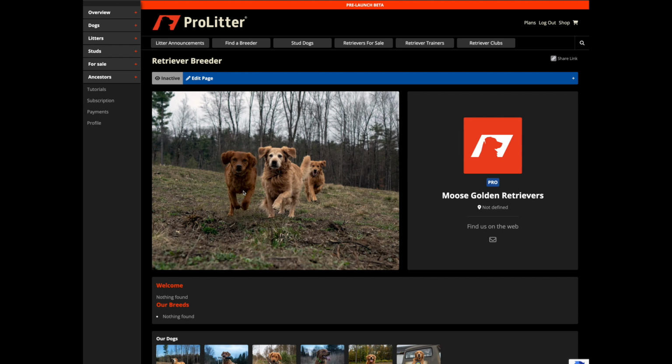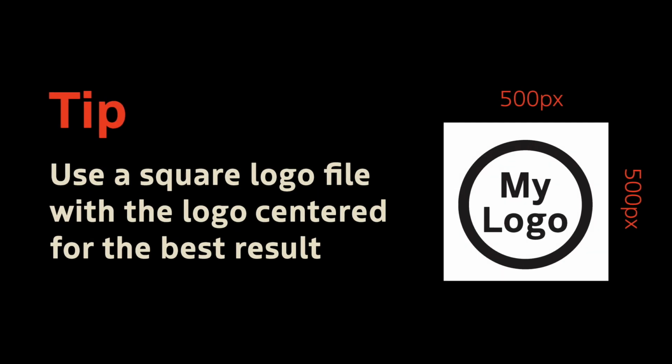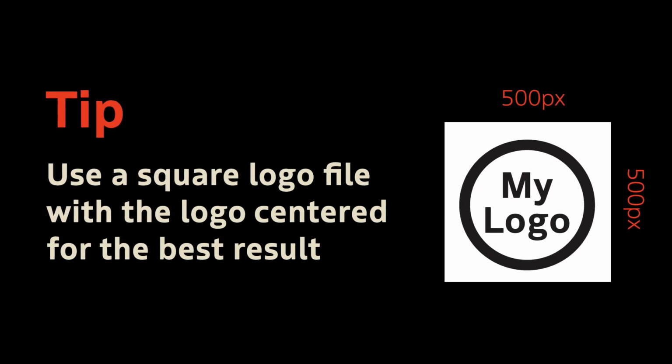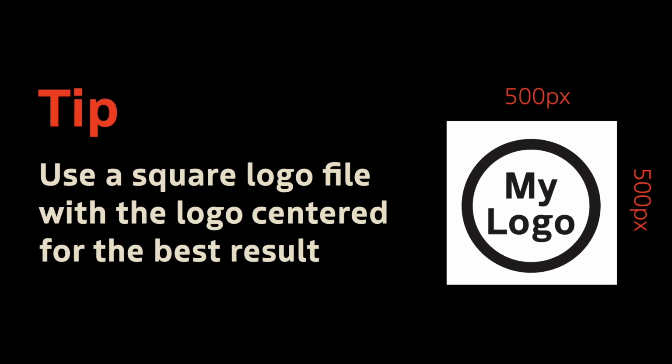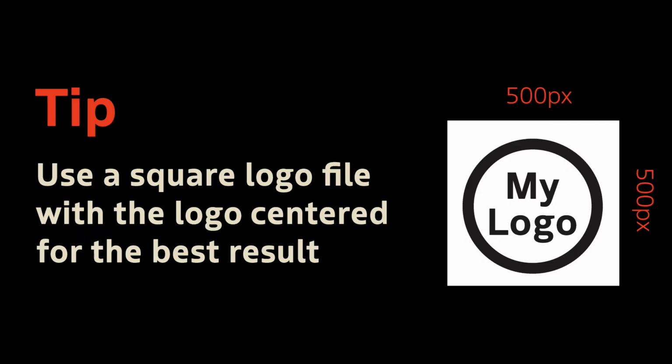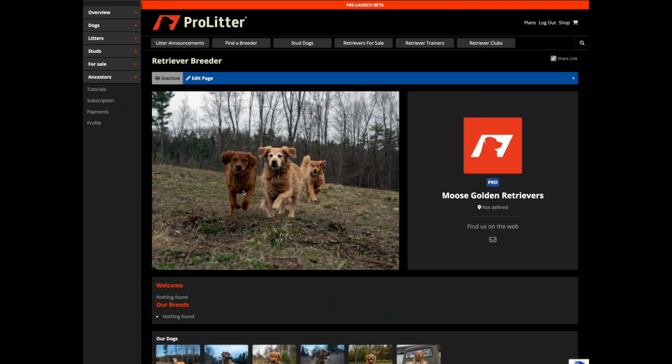The next thing we can do is add our logo. With logos, we always want to make sure we're using square files with the logo itself centered in that square. And you can see the example with the ProLitter logo. It's a white mark on an orange background. So we're going to add the Moose Golden Retrievers logo.